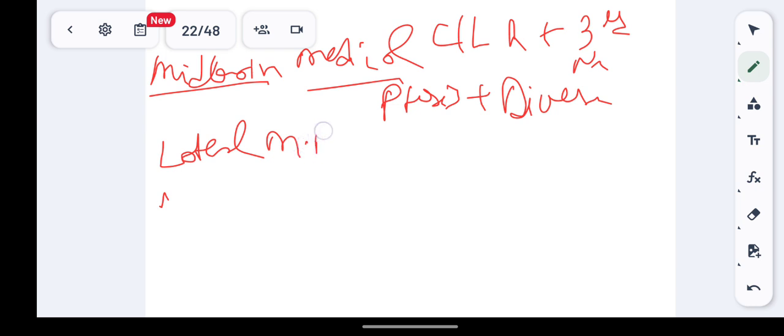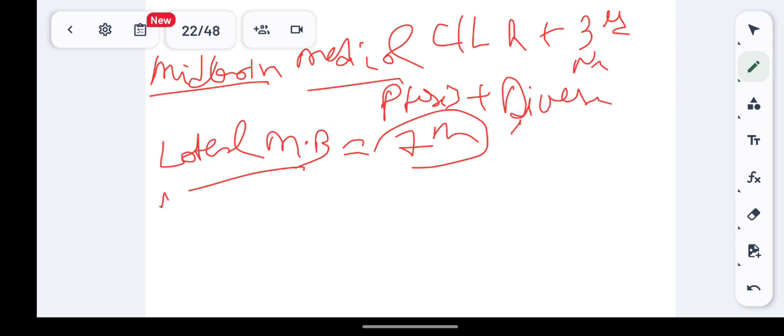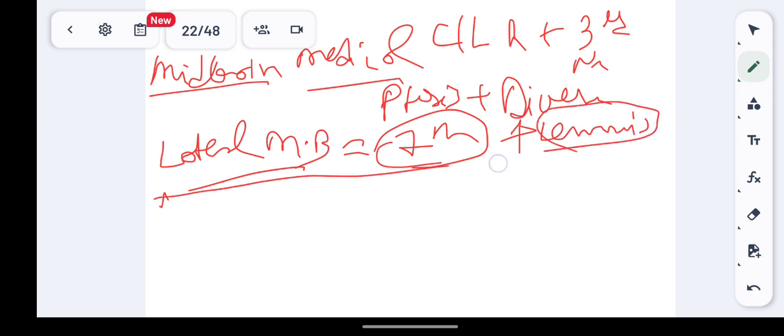Now lateral midbrain syndrome. So here what do we learn? Seventh nerve is involved, that's all. Done. Seventh nerve, and we can add lemniscus also. We will discuss lemniscus. Seventh nerve. Okay. Now coming to pontine.